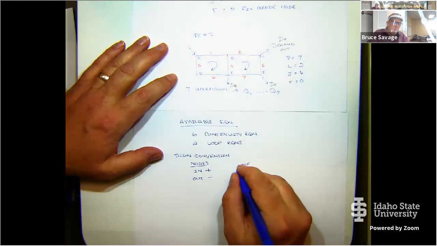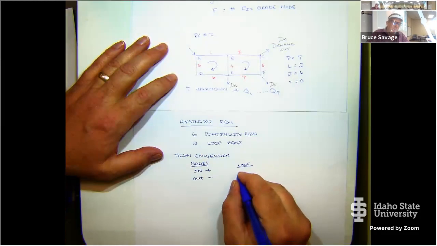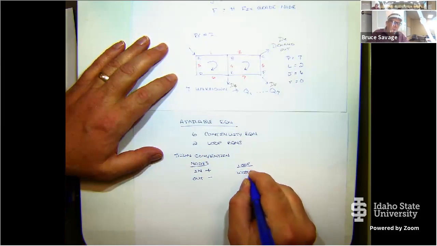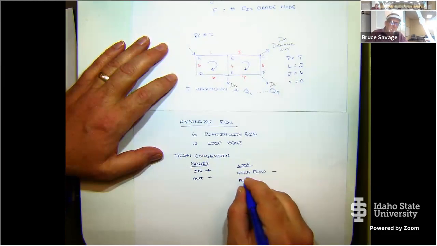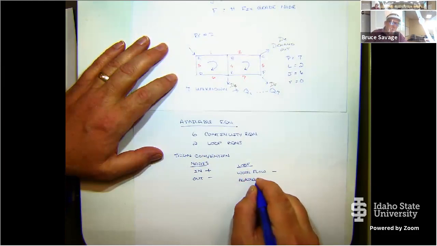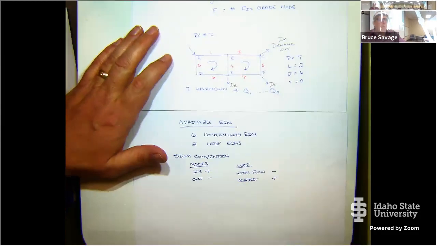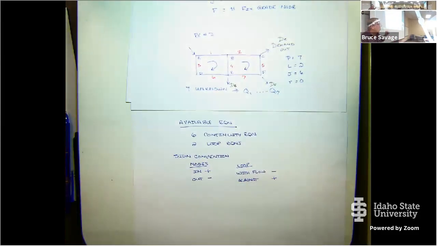For a loop, I'm going to say with the flow is a negative, and against is a positive. With the flow, I'm going down the hydraulic grade line. I'm losing energy because friction's taking it out. If I happen to be walking up the other direction, then I'm going to be adding energy back into my system because I'm going against the flow. Okay?